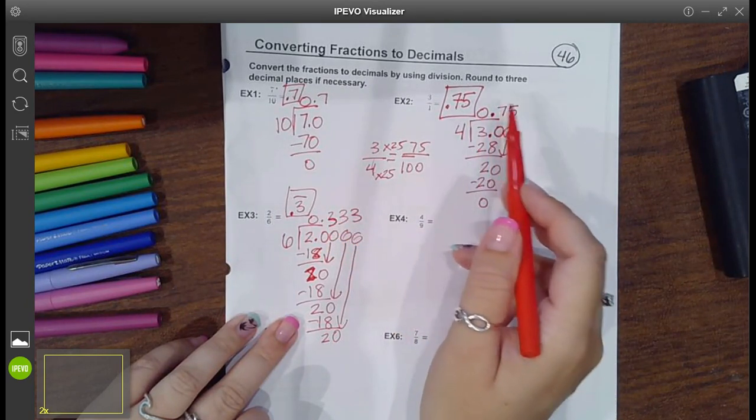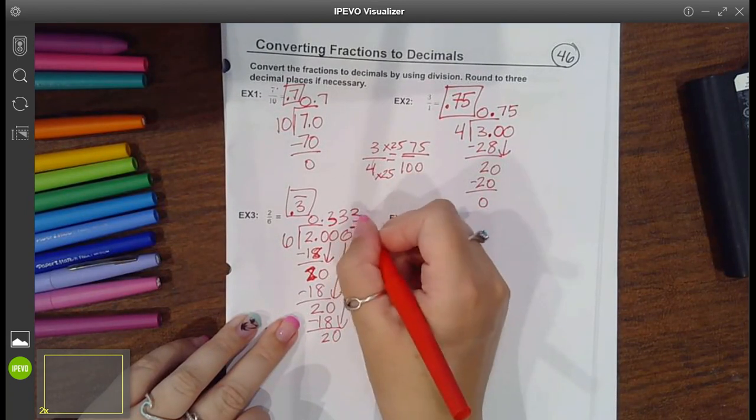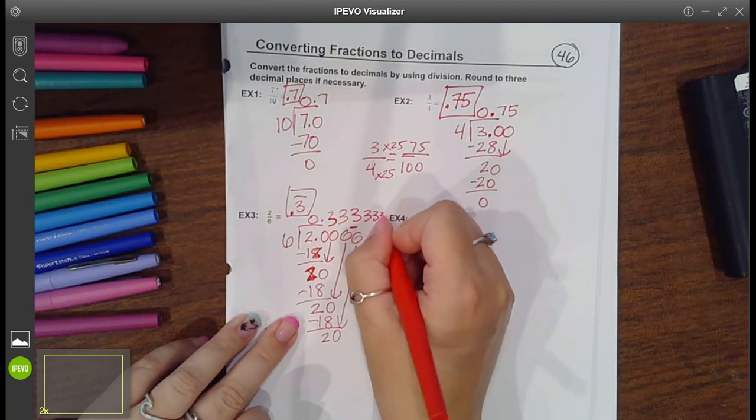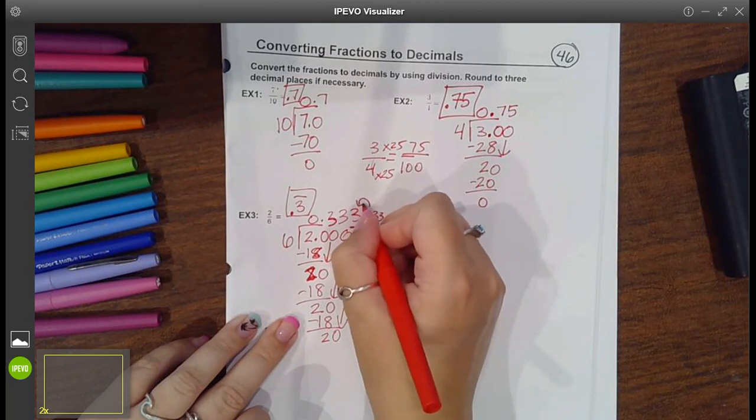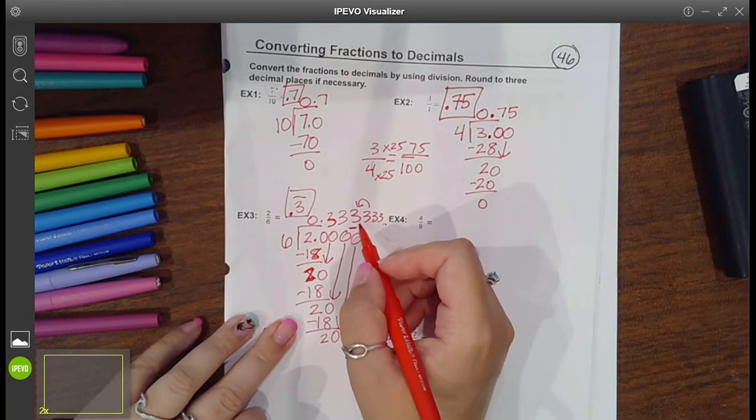But because they said round to 3 places, that's right here, right? Well, I know the next number is going to be a 3. It's going to keep going. So always look at the number behind the one you're focusing on. They said round to 3 places.